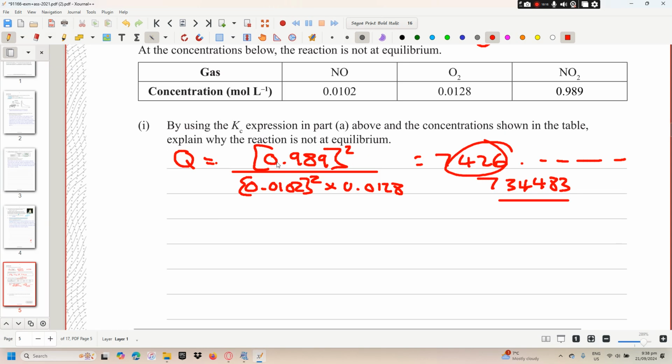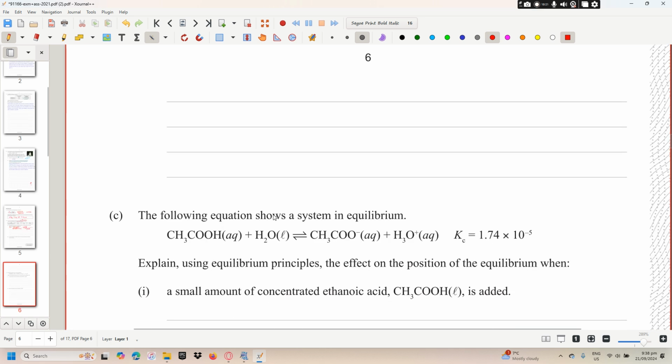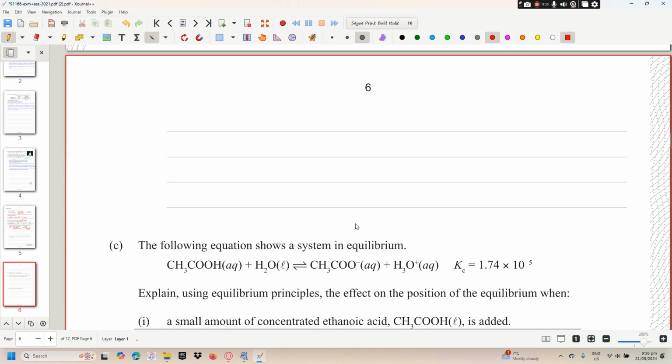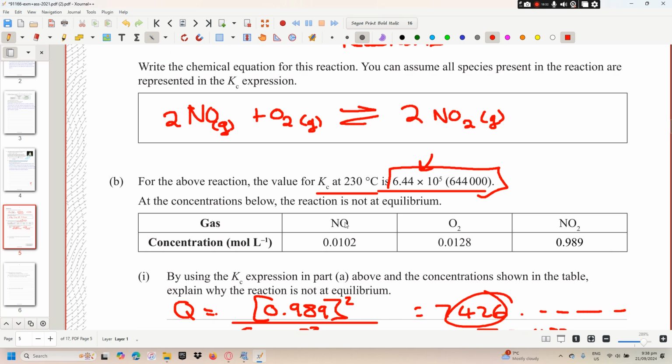Oh, that's for this question. Why do they give you so much space for "justify your answer"? Yeah, it's kind of stupid how much space they give you for that. Obviously, the reaction has to go backwards to reform more reactants, because it's like overshot. It's gone too far.